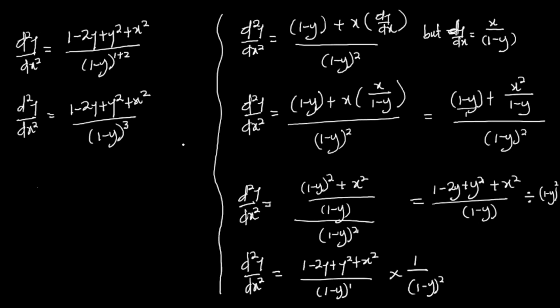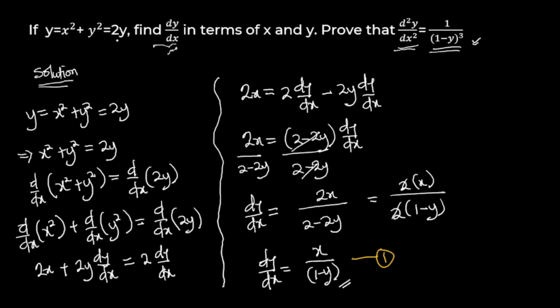Now we can see that this is already looking at what we were expected to find. But how do we simplify the top over here to get just 1 on 1 minus y raised to the power 3? How do we do that? Now if we take a look at the question, we realize that it said y is equal to s squared plus y squared is equal to 2y, which implies that wherever we see y squared plus s squared, we can replace that by what? 2y.